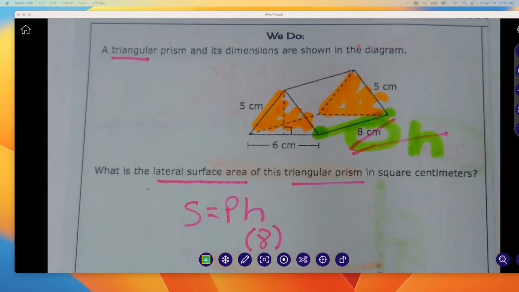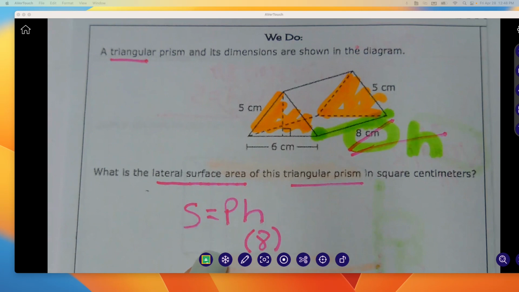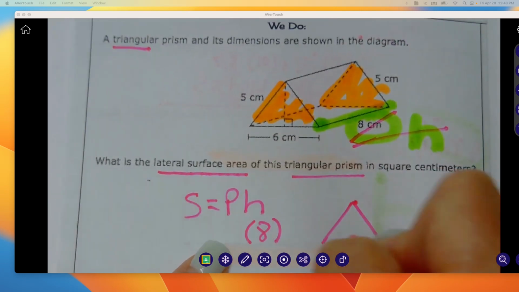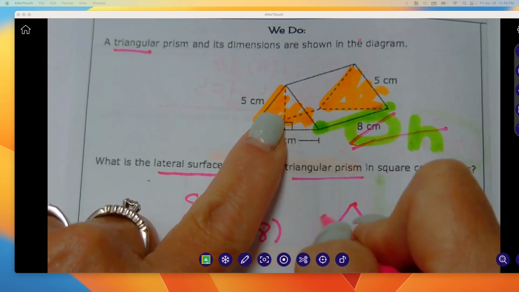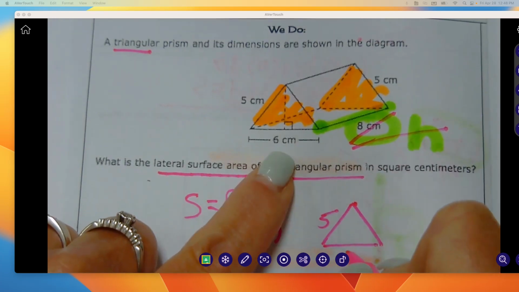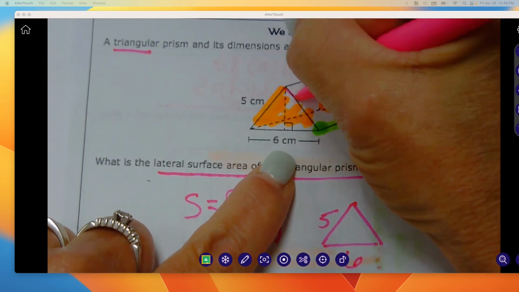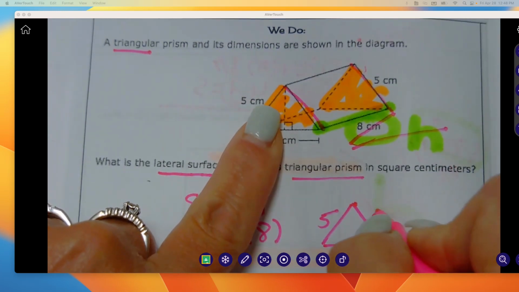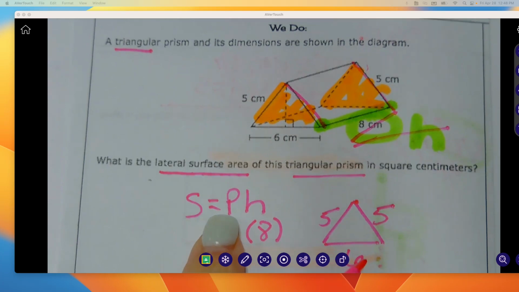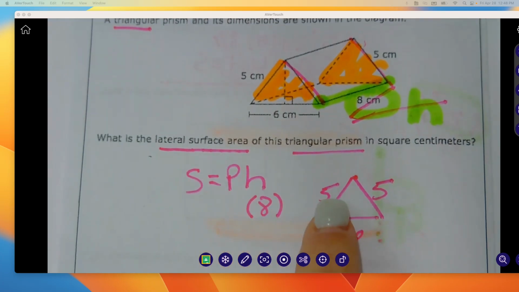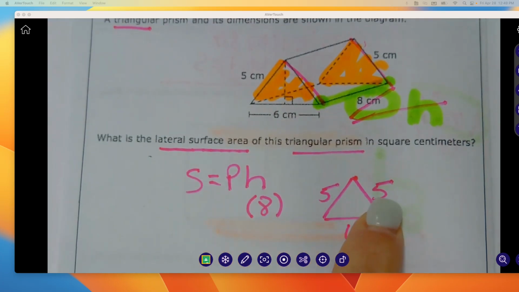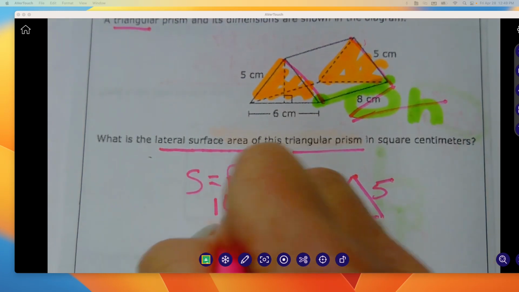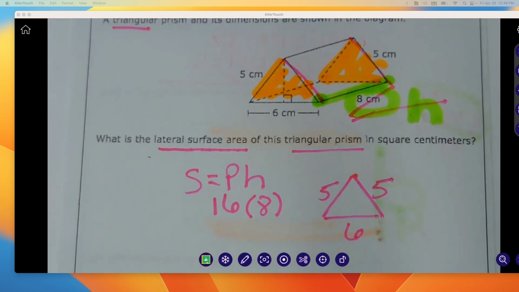We're done. Capital P stands for perimeter of the base. Here's my base, so I'm going to draw it just like it is. This side length is 5. This side length is 6. This one's not shown, but it's the same as this one, which is 5. To find perimeter of the base, I'm going to add up all 3 sides. So 5 plus 5 is 10. 10 plus 6 is 16. So my perimeter is 16.